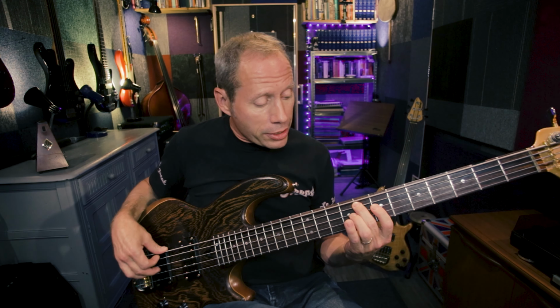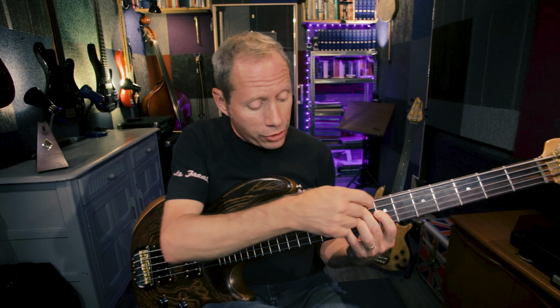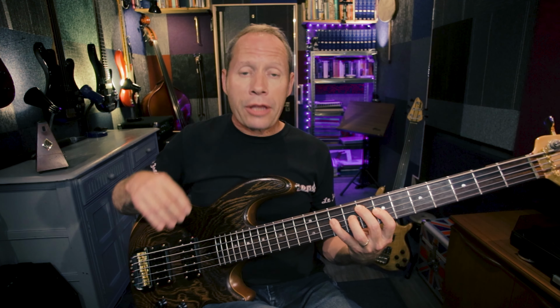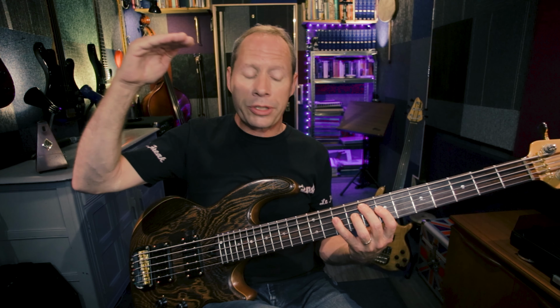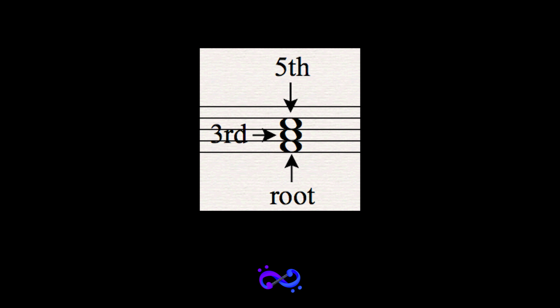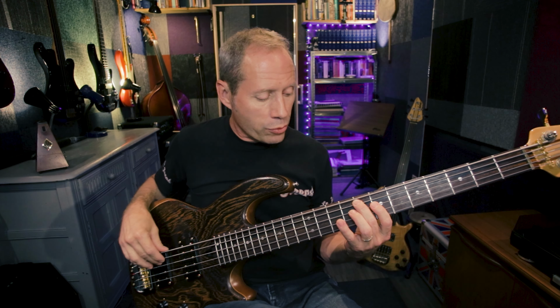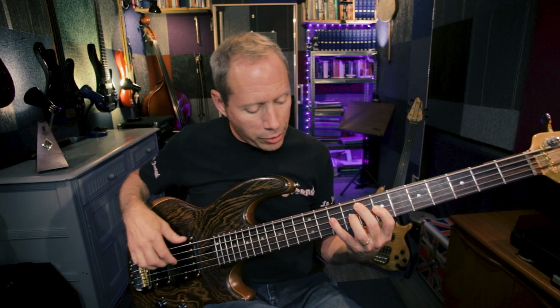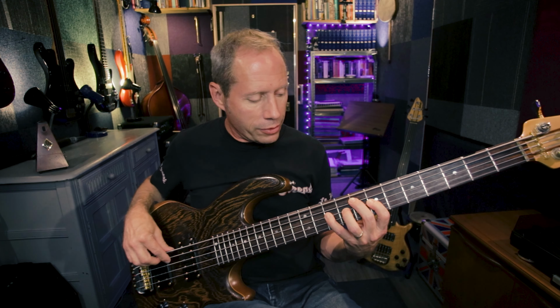Another thing to notice is from the major third coming up to the fifth is a minor third. And this is also how triads are built, by stacking intervals of a third on top of each other. So root, third, fifth, major third followed by minor third gives you the perfect fifth.